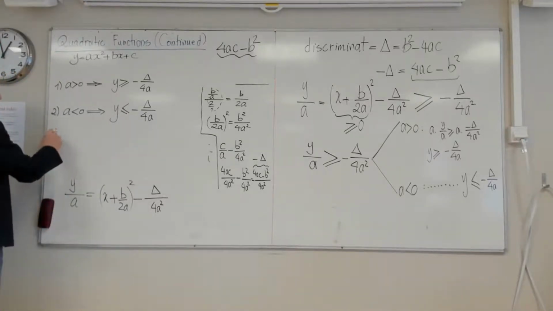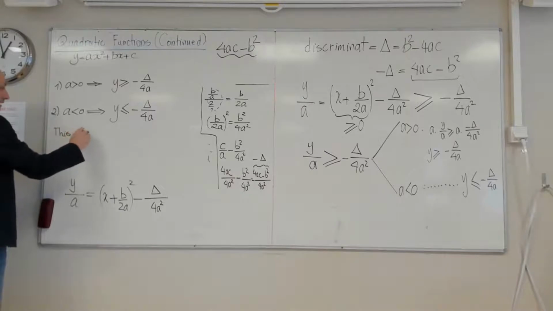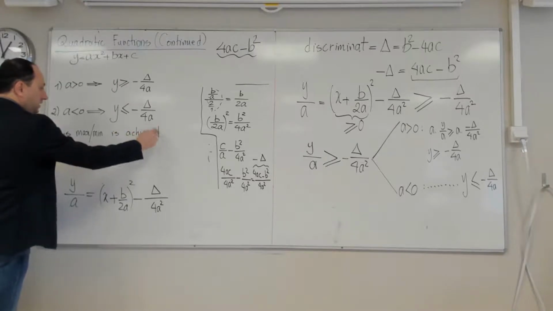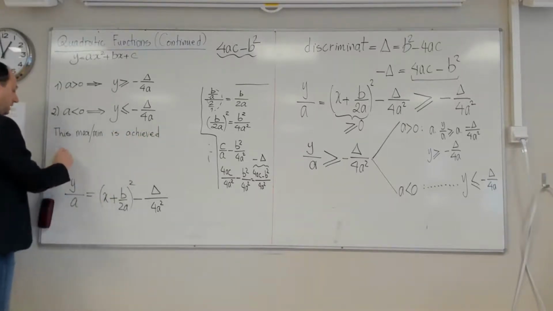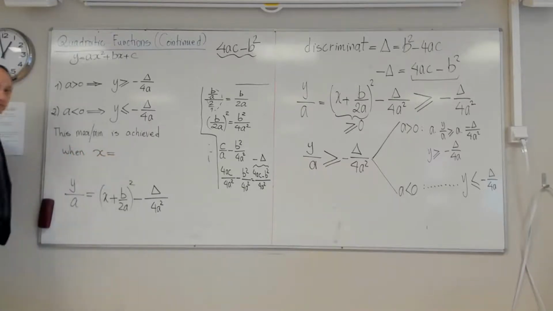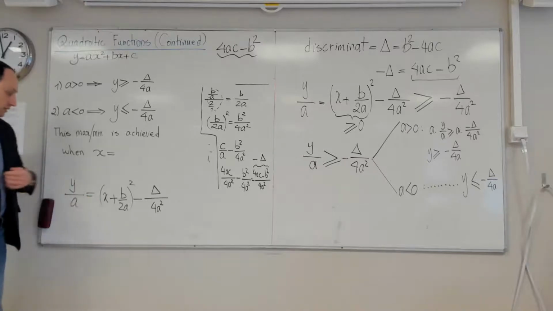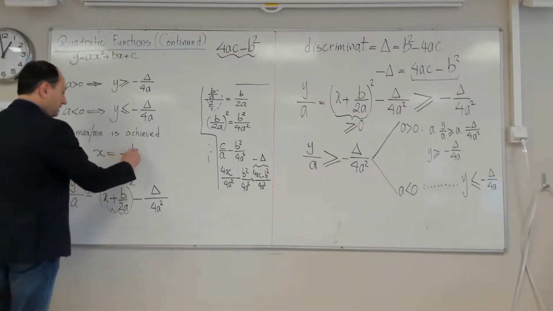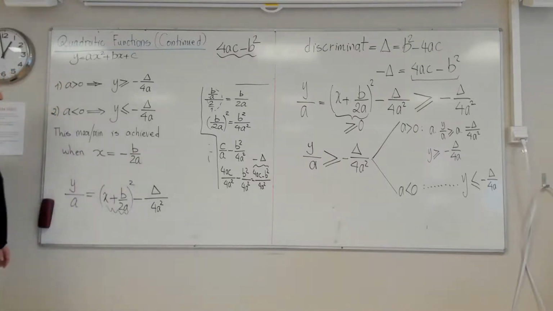Can you answer this question now based on your experience? It is achieved when x is equal to minus b divided by 2a. Oh, minus. Because you want to make this equal to 0, yes? Do you remember? You put this equal to 0 and find the answer. Minus b, exactly. Minus b over 2a.